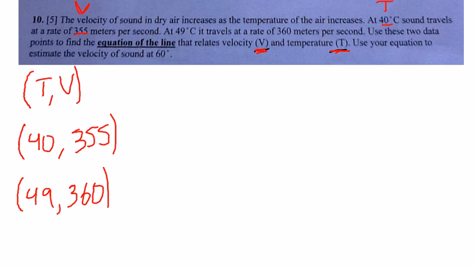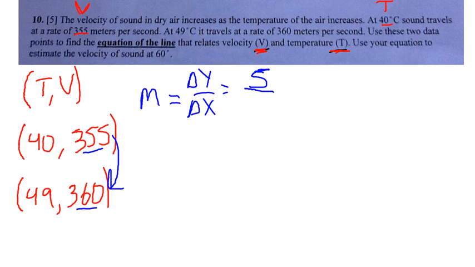So first thing I'm going to do is, a lot of times when we're looking for slope, it's easy to graph it. This one, since the numbers are so big, it would be a lot of work to graph it. So I know that instead of graphing it, I can do change in y over change in x, delta y over delta x. I go from 355 to 360, so the change in y is 5. It's a positive 5 to go from here to here.